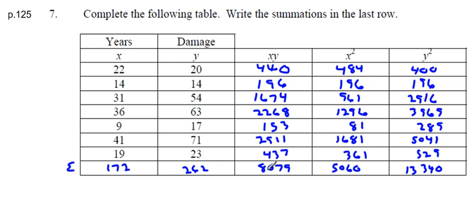Now one thing to be careful of. This value here is not the same as x times y in this last row. So in the very last row, don't multiply x and y, don't square x, don't square y. Instead, add the numbers above to get the values in the last row.